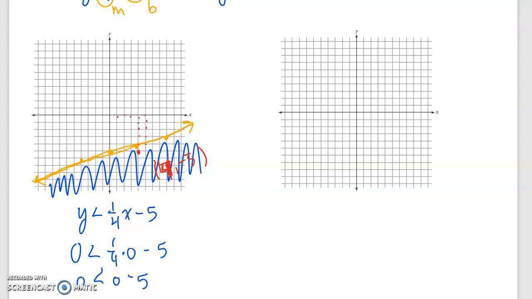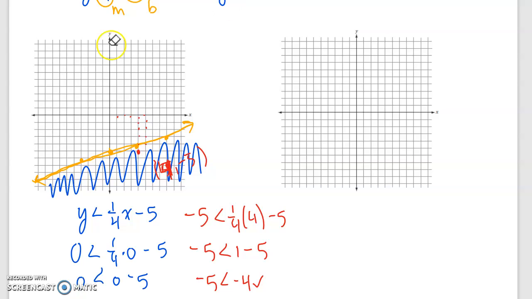So is -5, our y, less than 1/4 times 4 minus 5? Negative 5 is less than 1 minus 5. Negative 5 is less than negative 4 is true. Very good. So that does make sense.